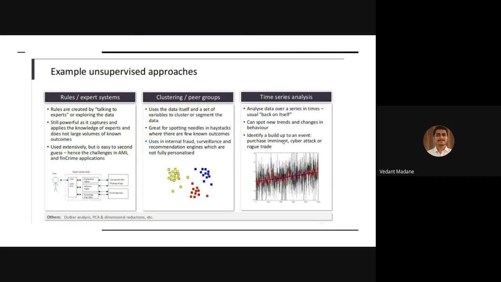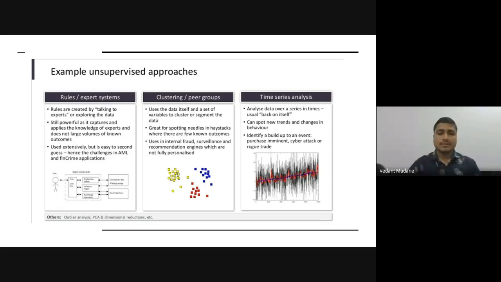Now that was a supervised learning approach, which we saw earlier. That is random forest, decision trees. Those were supervised learning. Now we will take a look at unsupervised machine learning algorithms. We will start with the rules-based system. It is the simplest ML approach. It still comes under artificial intelligence.